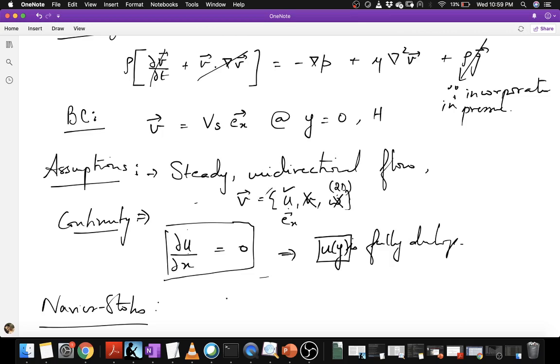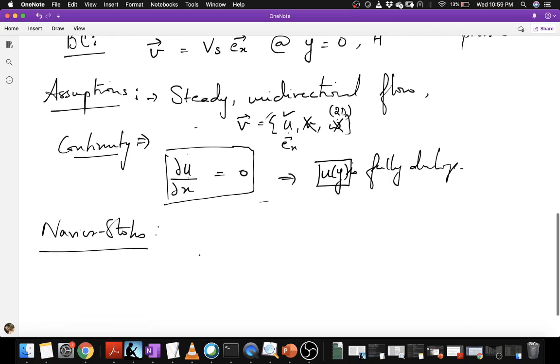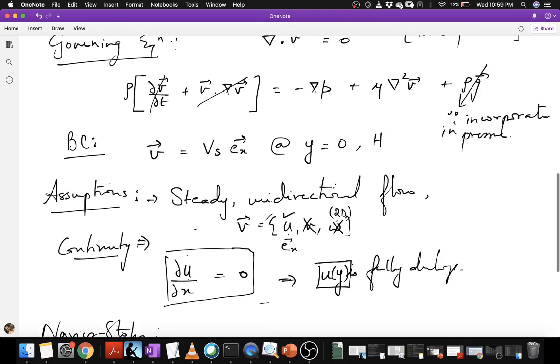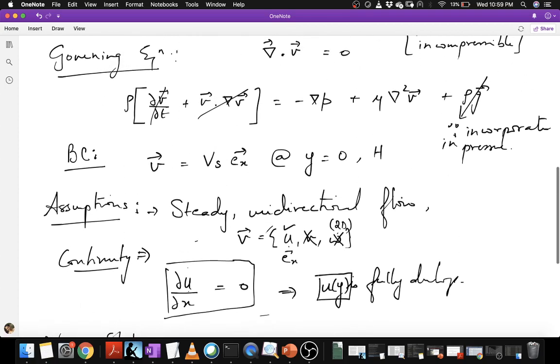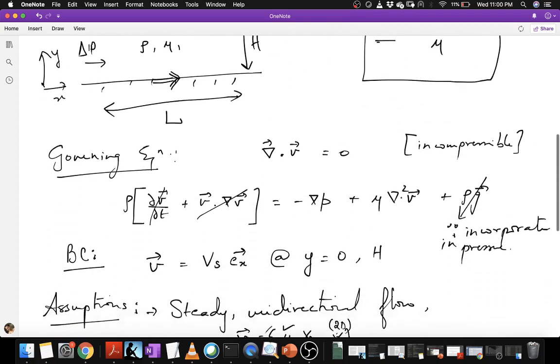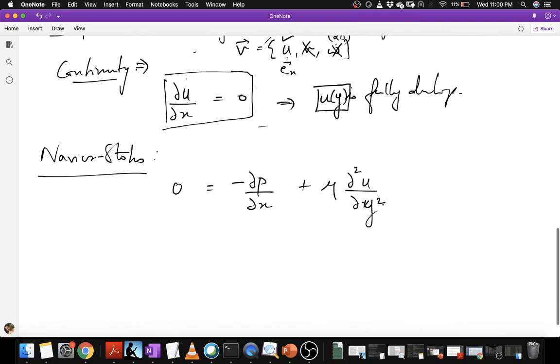Carrying on from that, the Navier-Stokes equation tells me that 0 is equal to minus dou p by dou x, because it's just one direction, plus mu times dou square u by dou y squared. And then I don't have the gravity term. This is my equation. But I can make another simplification here.